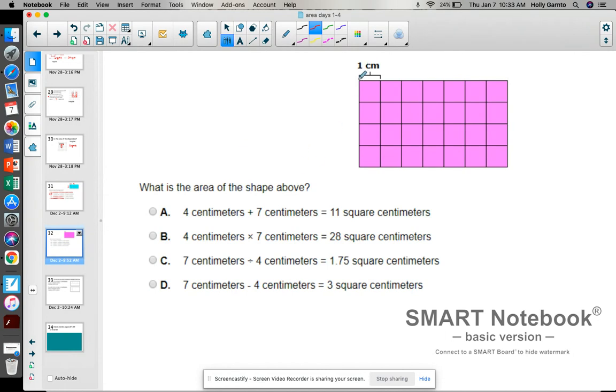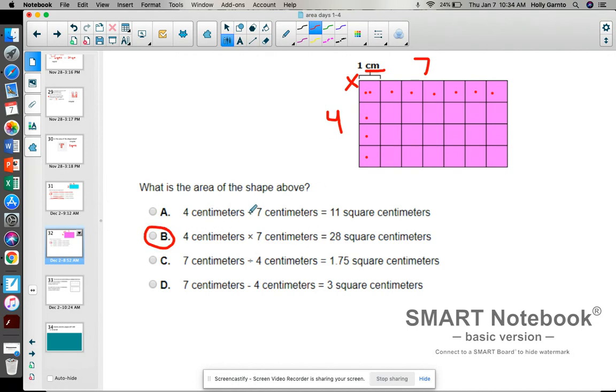All right, next one, this is a regular shape. It's not irregular because it's a normal shape like we're used to seeing. It's a rectangle. Here's your key. Each square is 1 centimeter. So I have 1, 2, 3, 4 rows. 1, 2, 3, 4, 5, 6, 7. 7 columns. So if I have 4 times 7, I know 4 times 7 is 28.